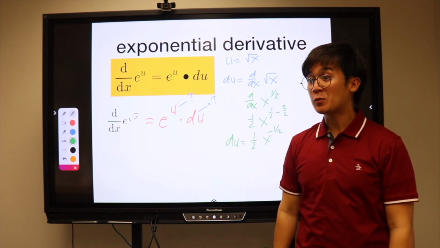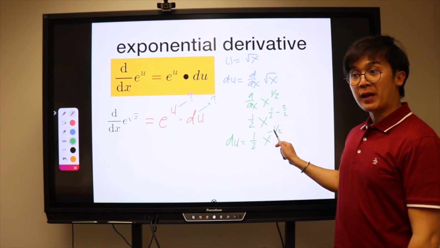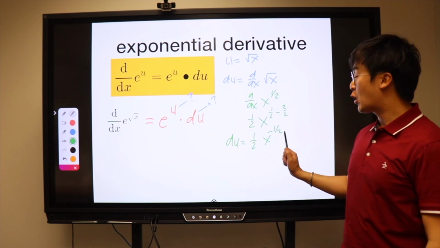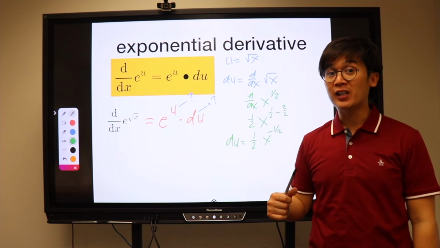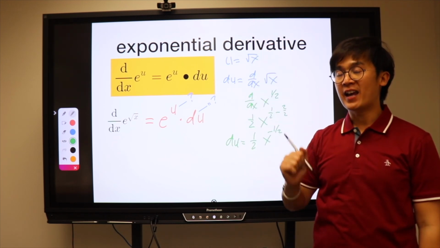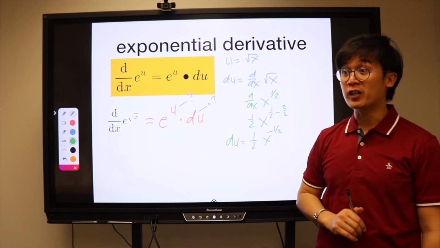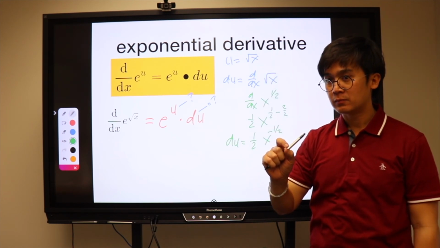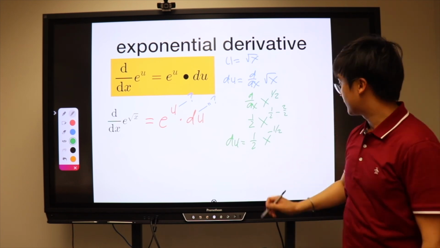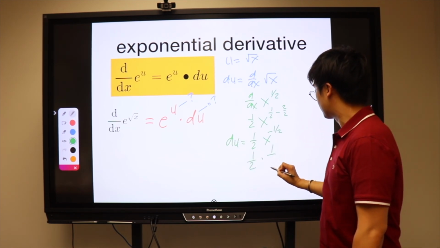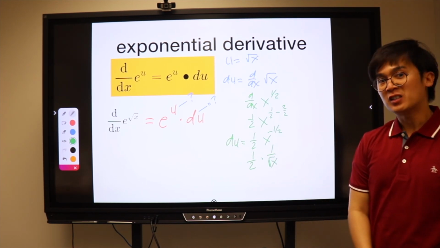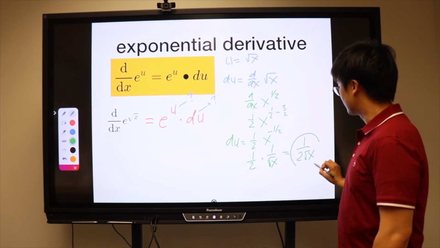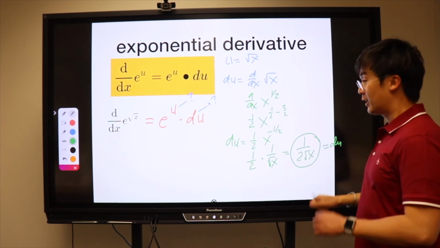Right? How are we going to make it prettier? Make the exponent positive and change it back to radical. Right? So how are you going to change x to the negative 1/2 into a positive exponent? Yes. Flip it and put it in the denominator. It's going to turn into 1 over x to the 1/2, right? And what is x to the 1/2? Radical x. There. Can you still make it prettier? Yes. And that is your du.